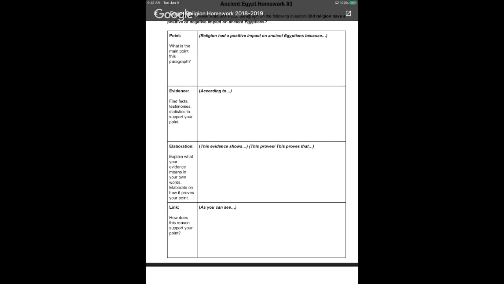So we know that when we're writing a PEEL paragraph, we have our point sentence. We give a reason why we're choosing our side of the argument. Then for our evidence, we're citing our evidence, and our go-to sentence starter is "According to," and then we say the title of the source, like "How and Why Mummies Were Made," and we put a comma and then a quotation mark. We quote our source exactly as it is. And then we go to our elaboration. You need to explain what the evidence means in your own words.